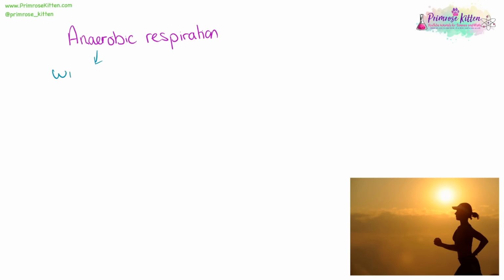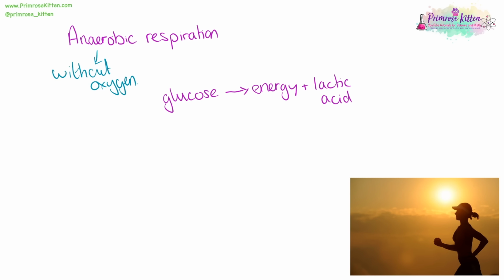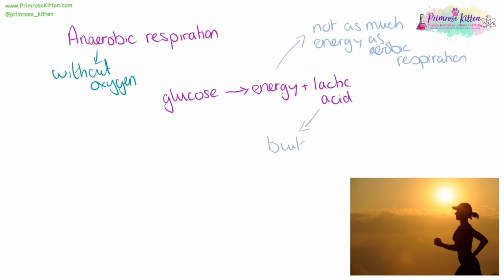Anaerobic means without oxygen. So for anaerobic respiration, we take glucose and we turn it into energy and lactic acid. Not as much energy as aerobic respiration, because the glucose isn't fully broken down. The lactic acid is going to build up in muscles, causing an oxygen debt.